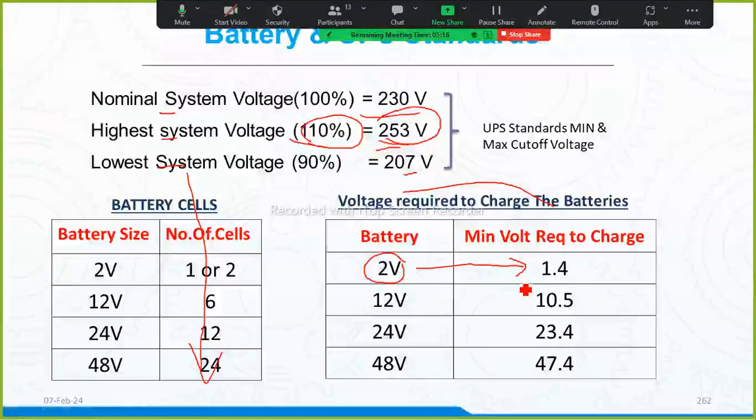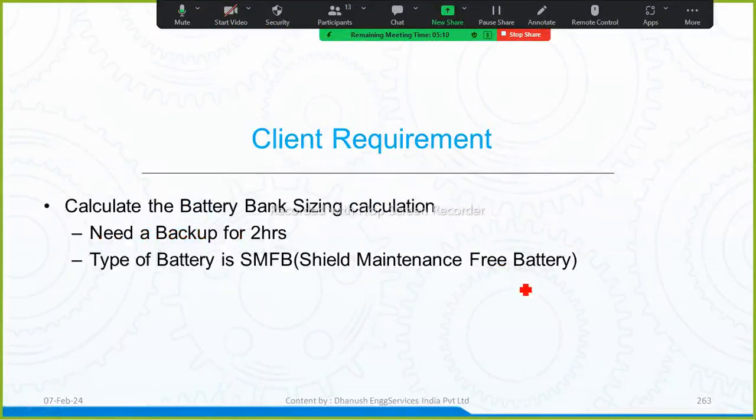Now we need to calculate the battery banks as well as the age of the battery. So as per the client requirement, we need to take the data. To calculate the battery bank size, the client needs a backup time of 2 hours, and he wants the type of battery to be SMFB, sealed maintenance free battery.